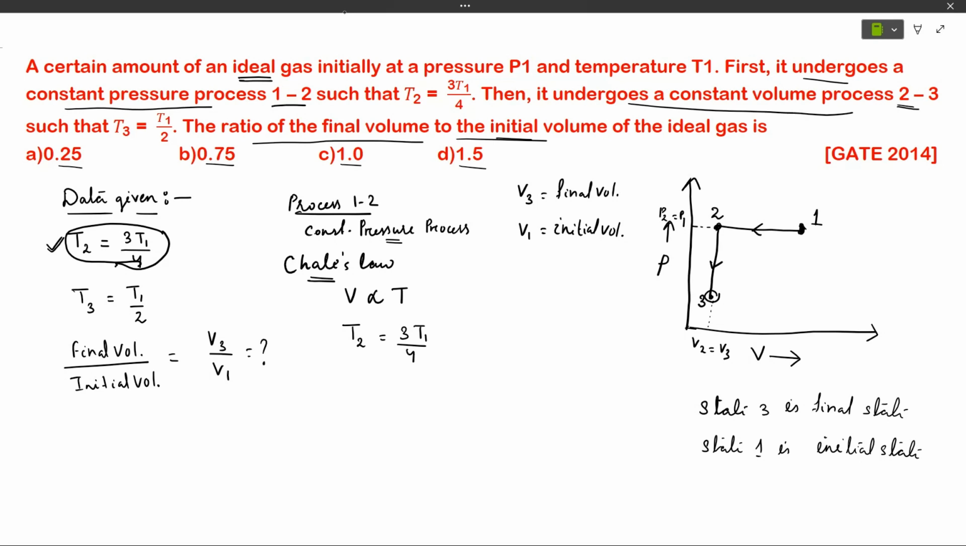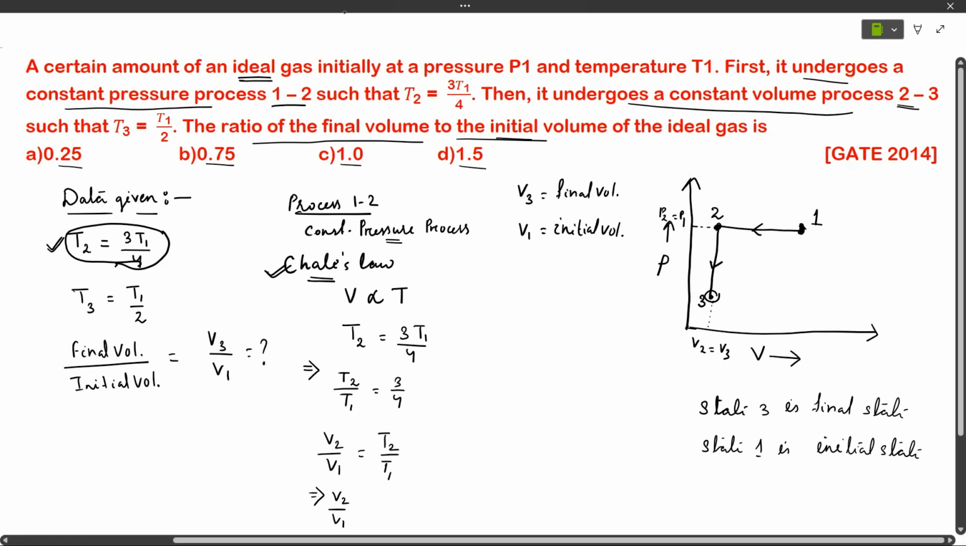So simply if we rearrange this expression, this becomes T2 by T1 equal to 3 by 4. But as we are going to use the Charles' law, we can say that V2 by V1 is equal to T2 by T1. So we can say that V2 by V1 is equal to 3 by 4. So this we consider as equation 1.